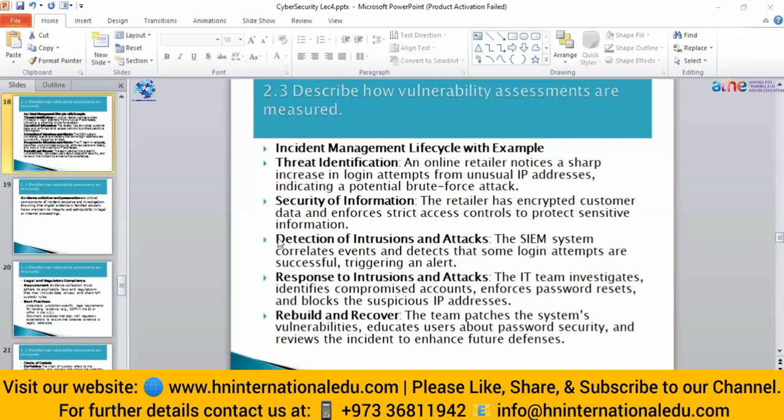Meanwhile, they will isolate their server, and after that they will rebuild their system. After the team has patched their system vulnerabilities, they will educate the users about password security. Then after doing all of that, they will review the incident just to ensure that in future such a thing will never happen.